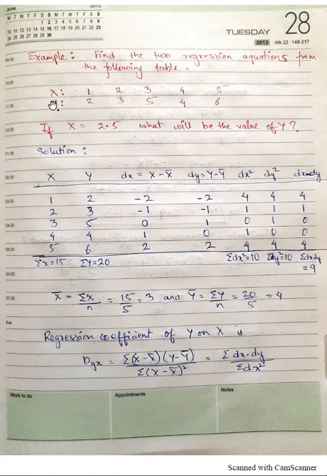So we are given the values of x as 1, 2, 3, 4 and 5, and we are given the values of y as 2, 3, 5, 4 and 6. The question further asks, if x is equal to 2.5, what will be the value of y? So we need to estimate the value of y when the value of x is given as 2.5.